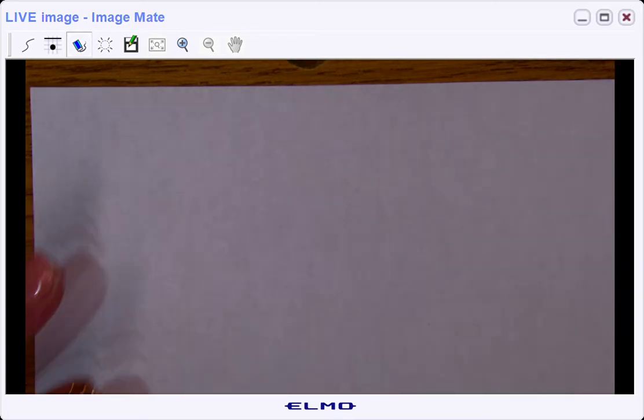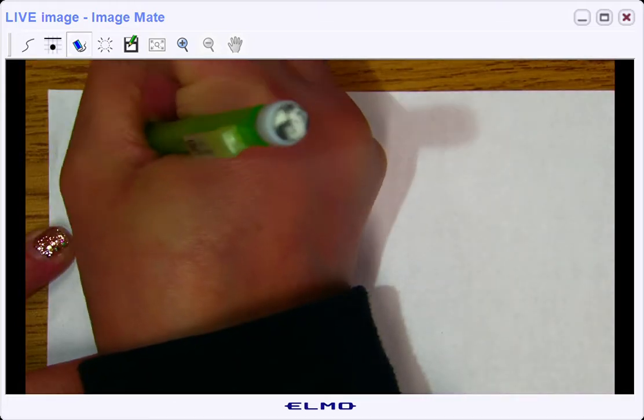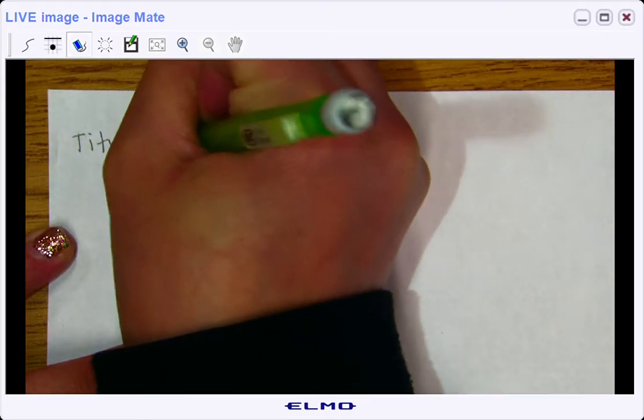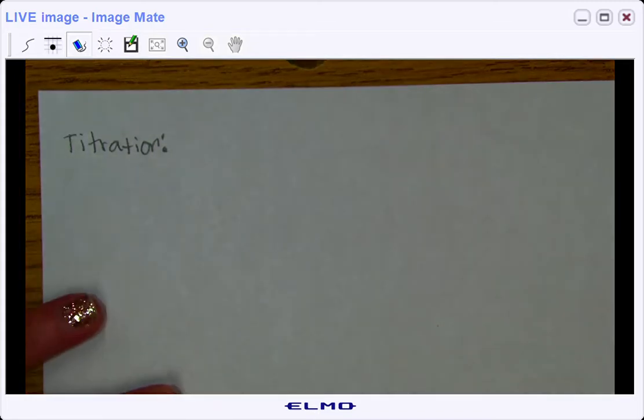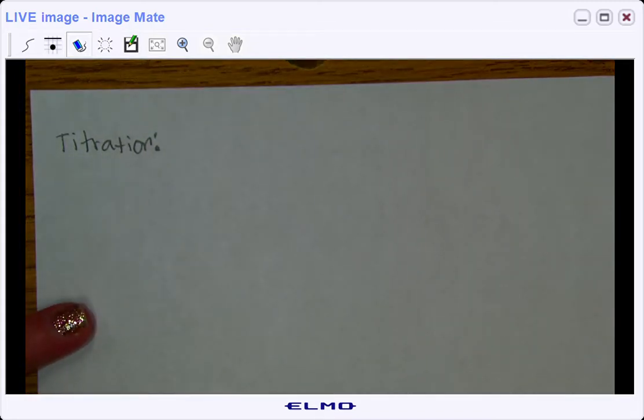So today our lesson is going to be on titrations. A titration is used to determine the concentration of a solution by using a known standard.